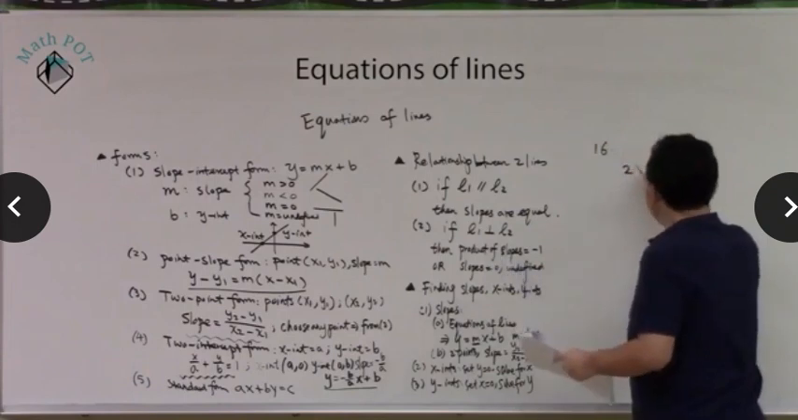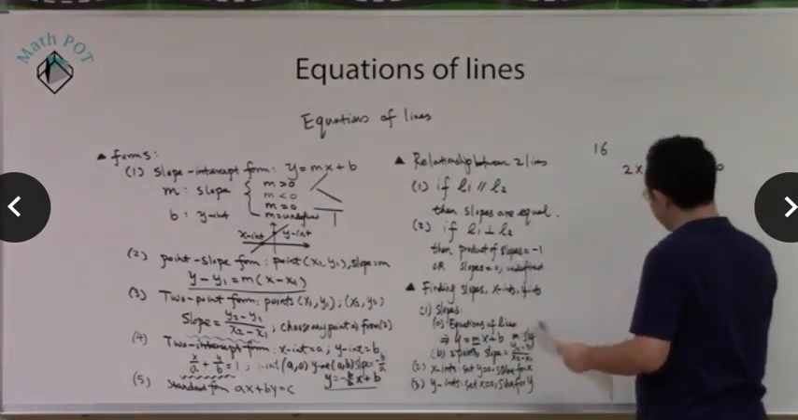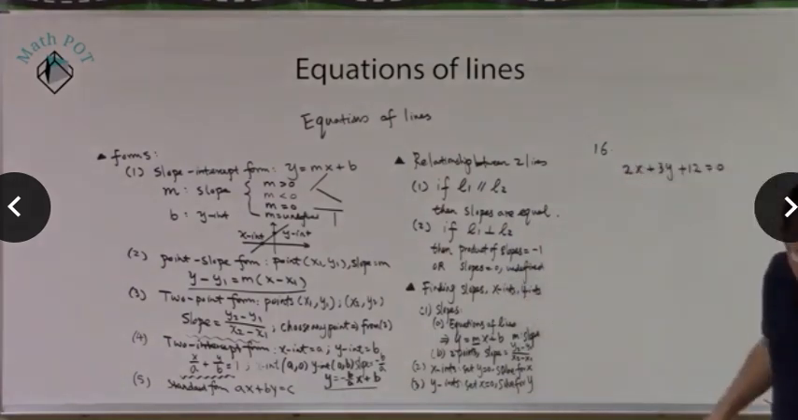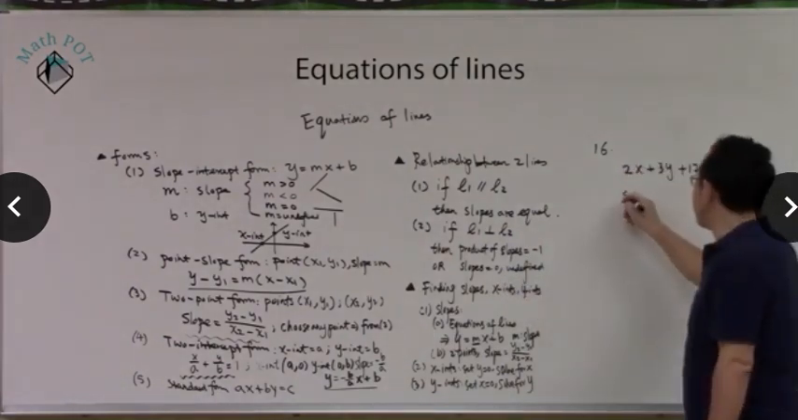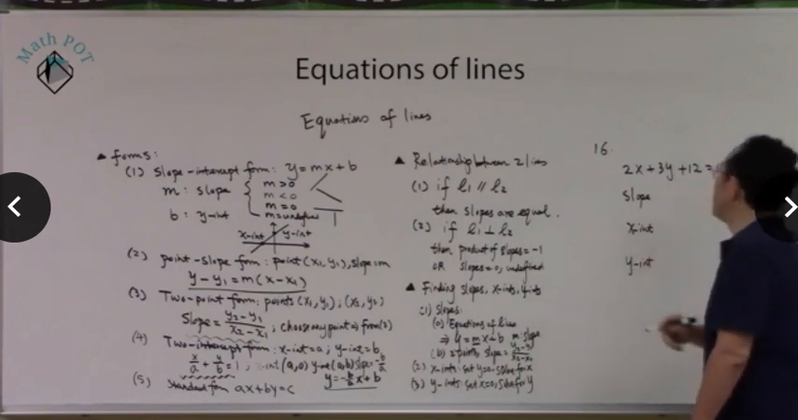So given 2x plus 3y plus 12 equals 0, try to figure out the slope, y-intercept and x-intercept. So basically try to figure out the slope, the x-intercept and the y-intercept. That's a very standard problem.